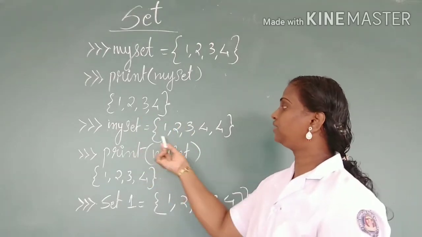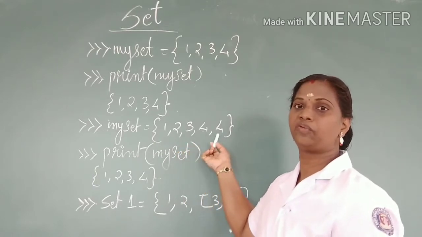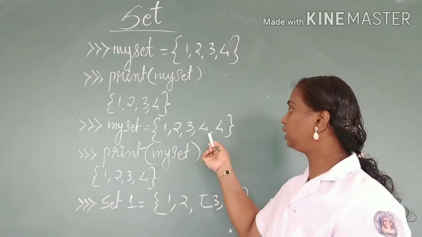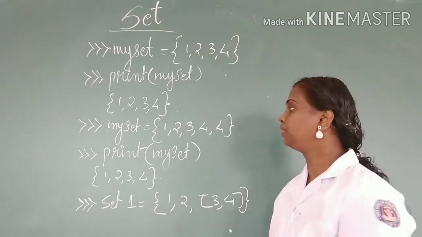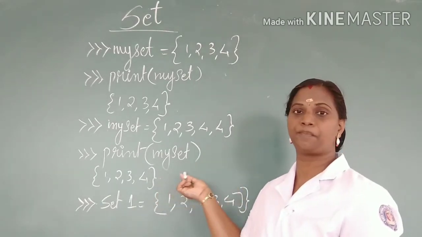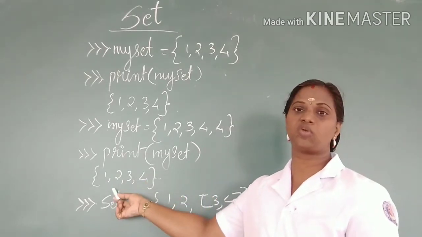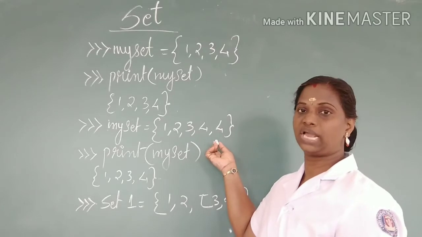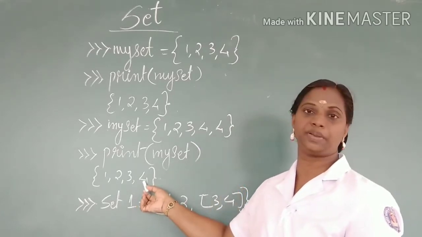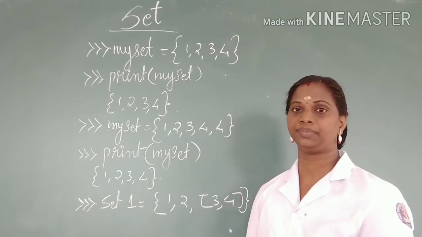And see here, my set is equal to 1, 2, 3, 4, 4. Here two 4s are there. So the set does not support duplicate elements. That's why when you print this my set, it prints only 1, 2, 3, 4. The 4 is there two times, but when you print this, it prints only one time.